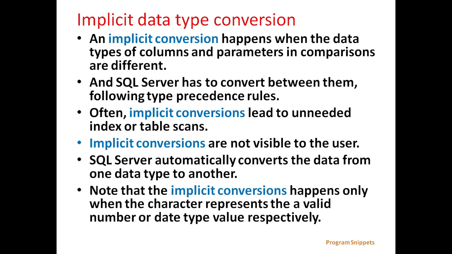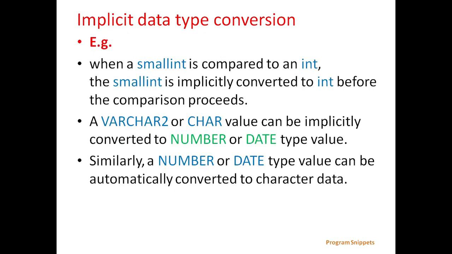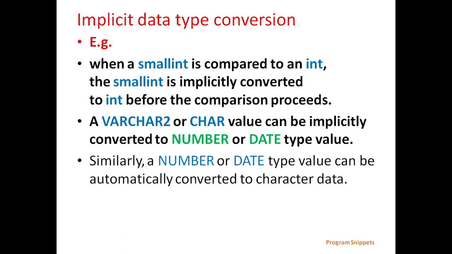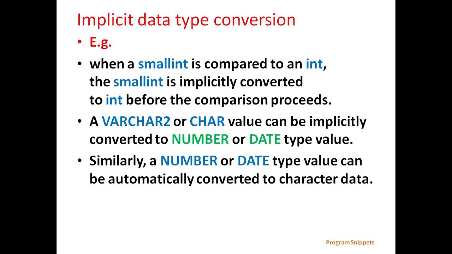Note that the implicit conversion happens only when the character represents a valid number or date type value respectively. For example, when a smallint is compared with the int, the smallint is implicitly converted to int before the comparison proceeds. A varchar or char value can be implicitly converted to number or date type value. Similarly, a number or date type value can be automatically converted to character data.